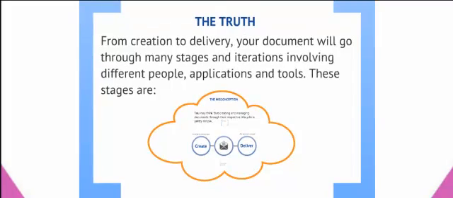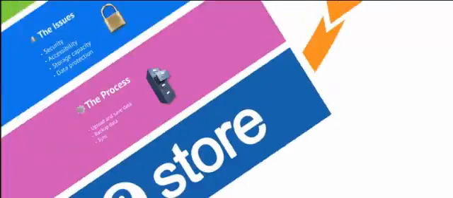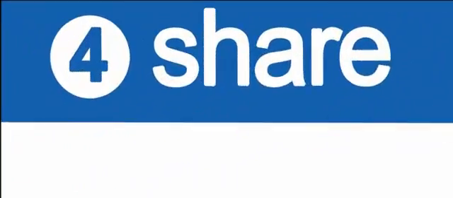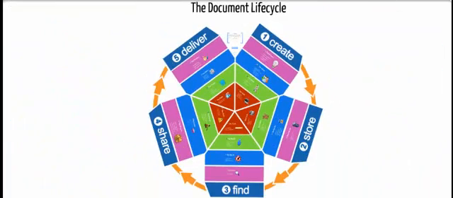The truth is, from creation to delivery, your document will go through many stages and iterations involving different people, applications, and tools. These stages are create, store, find, share, and deliver, which, when combined, form what's called the document lifecycle. As you can see, it's a lot more complex than you might have initially expected.